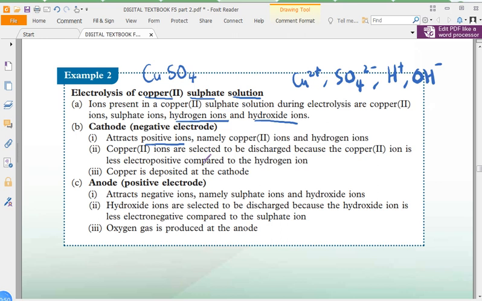Okay, next one. Anode, positive electrode. It attracts negative ions, namely sulfate ions and hydroxide ions. Hydroxide ions are selected to be discharged because the hydroxide ion is less electronegative compared to the sulfate ion. Okay, again it is lower, and then it is less tendency to form negative ion. So oxygen gas is produced.